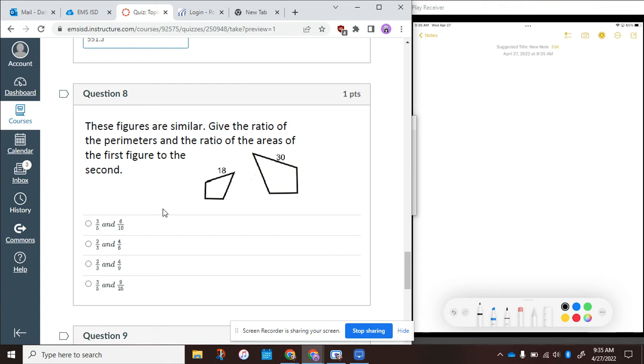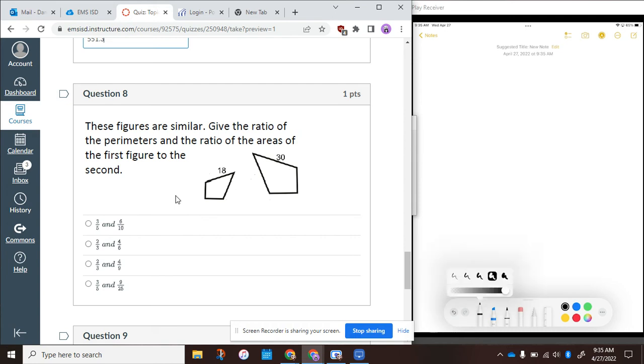It says that the figures are similar, and it's asking about the ratio of perimeters and the ratio of areas. If you'll remember back to day 4 of those notes, really the only thing we have to remember here is that if you can find the scale factor between these two shapes, it is really easy to find the ratio of perimeters and the ratio of areas. So let's talk about the scale factor.